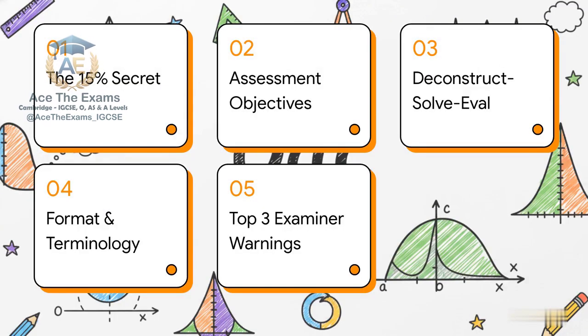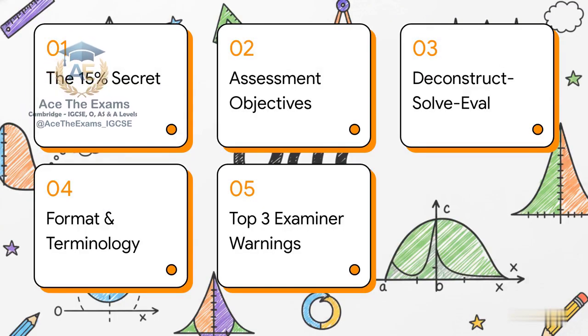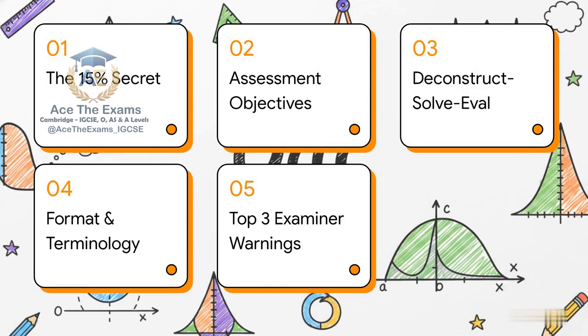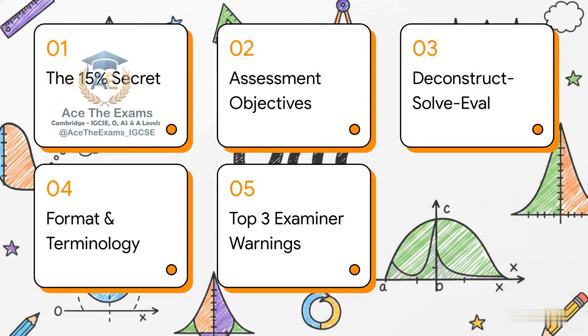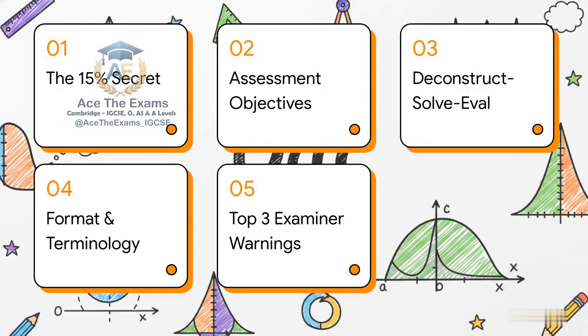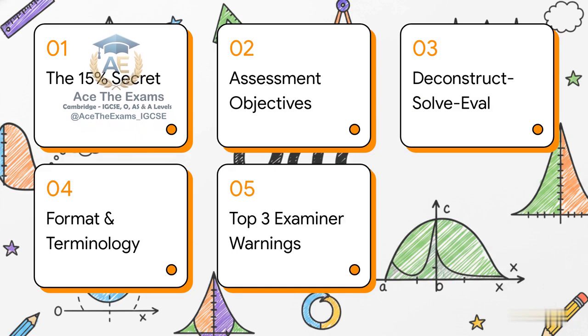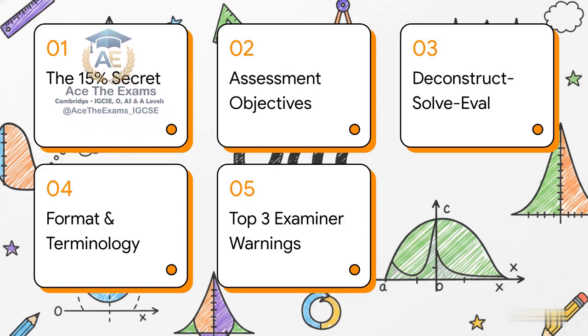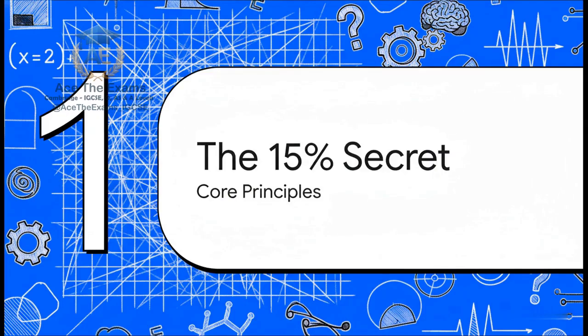Here is our flight plan for today's explainer. 1. The 15% secret. 2. Decoding the assessment objectives. 3. The deconstruct, solve, evaluate method. 4. Formatting and terminology. And 5. Top 3 examiner warnings. Let's clear the airspace for Section 1, the 15% secret.